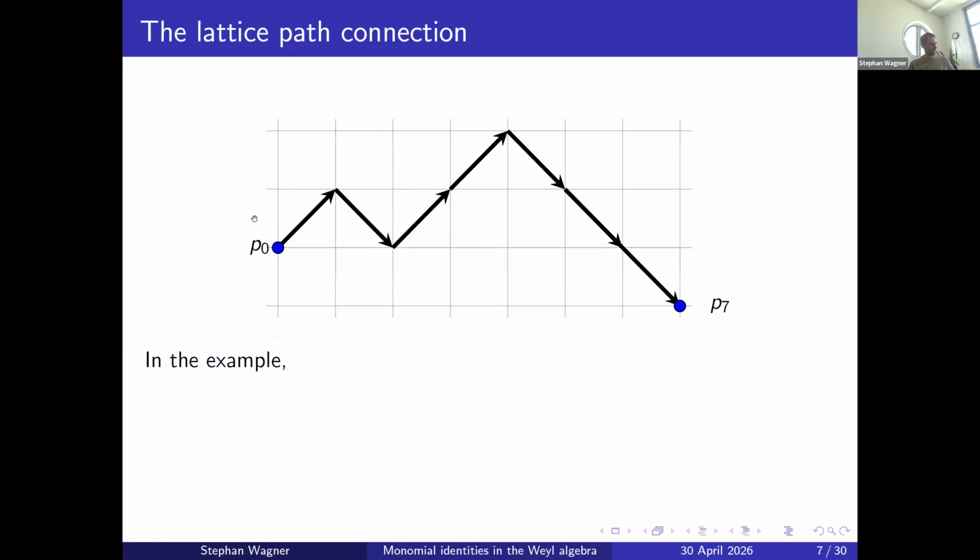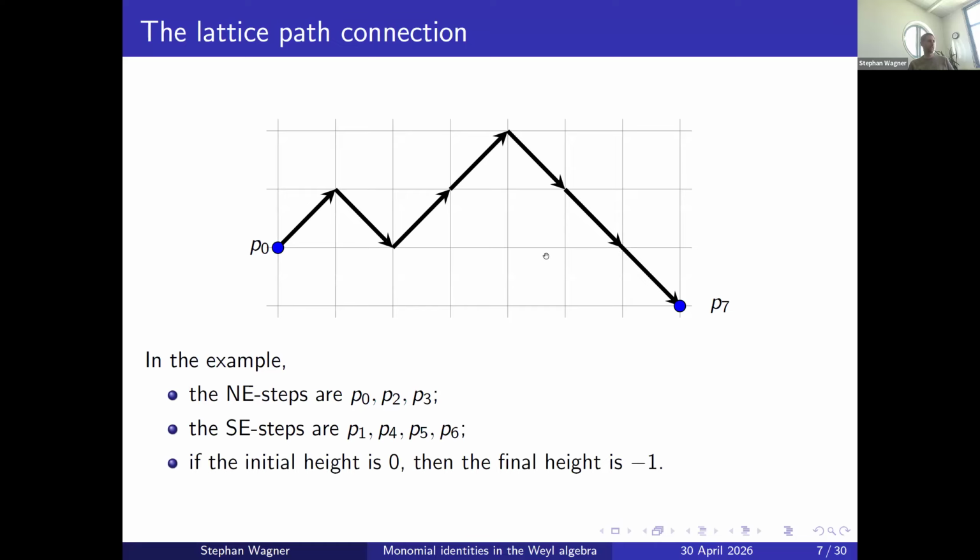So in this particular path, my P0 is here at the beginning, and P7 is at the end. This is a path of length 7 with 7 steps. In this example, the northeast steps are at P0, P2, P3. I've got 3 of them. The southeast steps are exactly the other ones, so P1, P4, P5, P6. That's the southeast steps. And the initial height, if that is 0, then the final height in this example would be -1. Okay. We'll need these to state a couple of things.